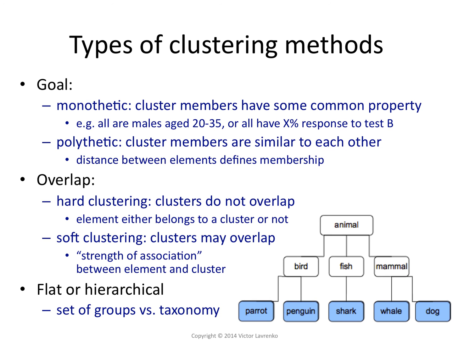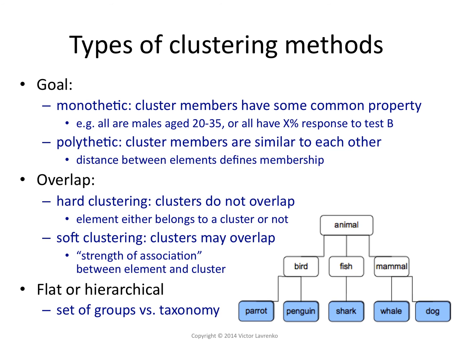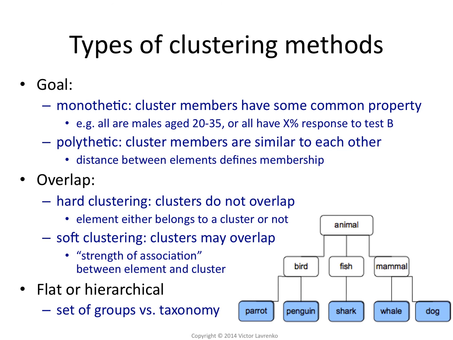So the difference is, you're either cutting it flat and saying, okay, I have 5 clusters in my data, or your method could say, well, it depends on what granularity you want. If you want to be fine-grained, then yes, you have 5 clusters in your data. If you want to be a little bit less fine-grained, maybe you have 3 clusters in the data: birds, fish, and mammals. So that's hierarchical clustering.